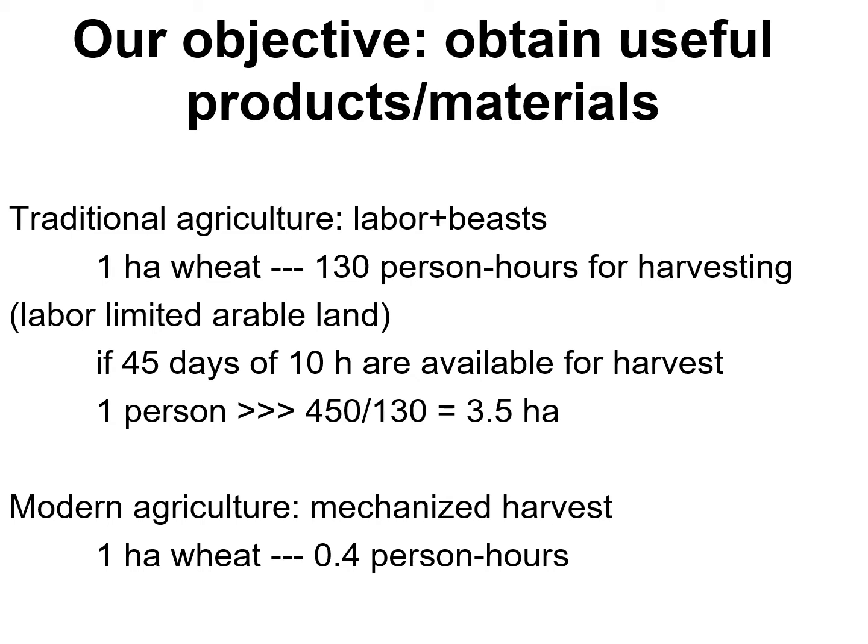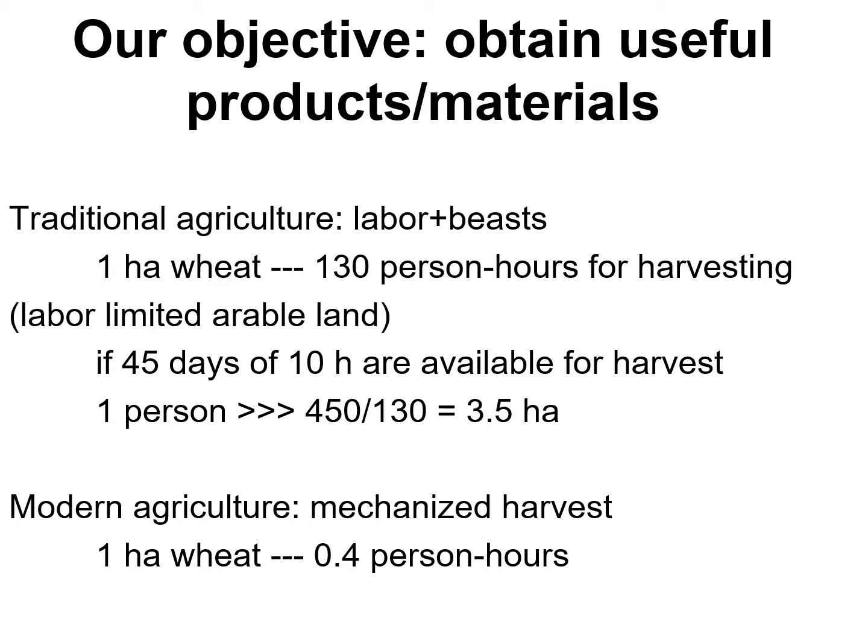In traditional agriculture, the operation of harvesting was based on labor and the partial help of beasts. However, the requirement of labor for harvesting was quite high. For instance, 1 hectare of wheat could require around 130 person-hours for all the operations related to harvesting. That probably limited the arable land surface. See that if we have only 45 days of 10 hours per day available for doing the harvest, one person will be able to harvest 3.5 hectares.